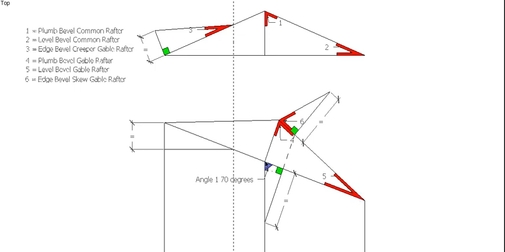So if we were to push this line over to here, we'd have tan of that angle times the half span of our skew, and that would give us this level line here. Then we can use the true length of the rafter as our second dimension.